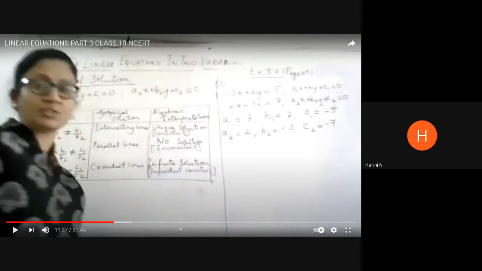Yes, somebody was speaking. Tell me. Ma'am, why should we write A2, B2 and C2? Why means what? I didn't understand your question. Because you have to have it in the general form. With the general form, you will be able to compare it with the given equation and pick what is A1, what is B1 and what is C1.